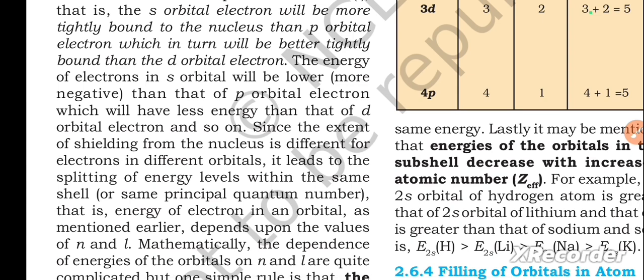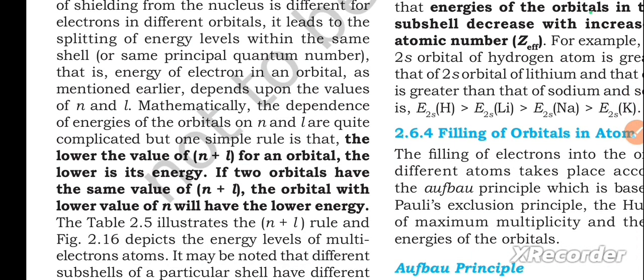Since the extent of shielding from the nucleus is different for electrons in different orbitals, it leads to a splitting of energy levels within the same shell or same principal quantum number. That is, energy of electron in an orbital, as mentioned earlier, depends upon the values of n and l. Mathematically, the dependence of energies of the orbitals on l and n are quite complicated, but one simple rule is that the lower the value of n plus l for an orbital, the lower is its energy.